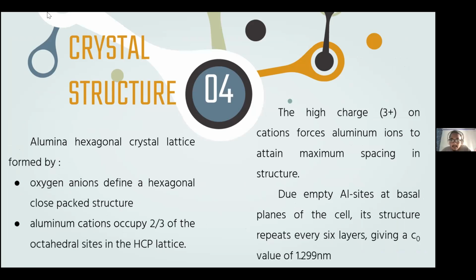The crystal structure. Aluminum oxide is a ceramic compound with a hexagonal crystal lattice. The oxygen anions form a hexagonal close-packed, or HCP, structure, and the aluminum cations occupy two-thirds of the octahedral sites in the HCP lattice. Because of the high charge, 3+, on the cations, the aluminum ions want to have the maximum spacing possible in the structure. Due to that, the empty aluminum sites in the basal planes of the cell result in the structure repeating itself every 6th layer, giving a c value of 1.299 nanometers.